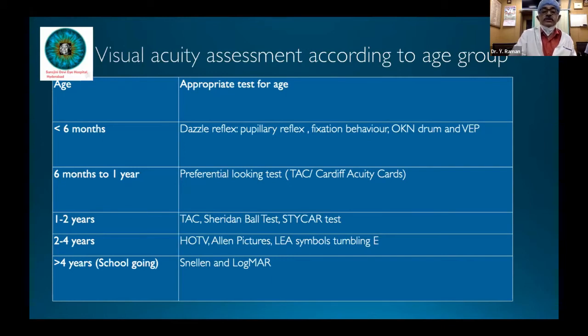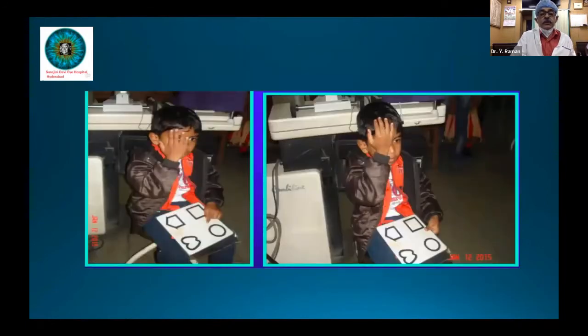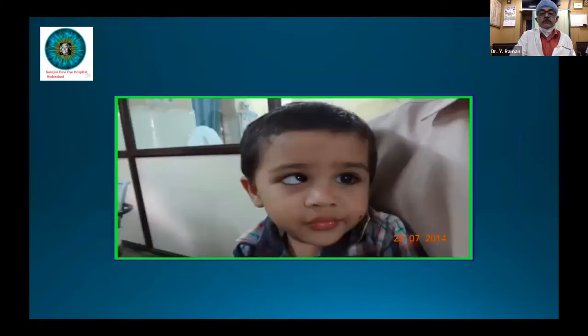And children are very mischievous. Whenever you try to record the visual acuity, they try to see from the top of the trial frame or peep in the gap between the fingers. So your visual acuity recording can be totally wrong. So you should be very careful while recording the visual acuity. And when a child is brought to you like this with an inward deviation, you are in a dilemma whether the visual acuity in the right eye is good or the left eye is good. Then you go for the fixation preference test.